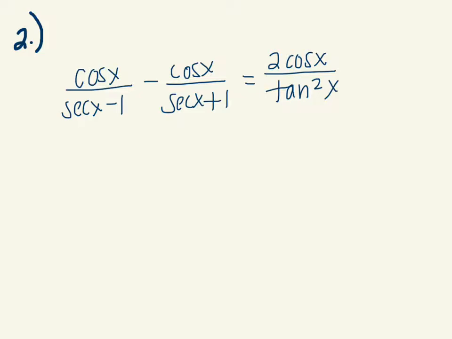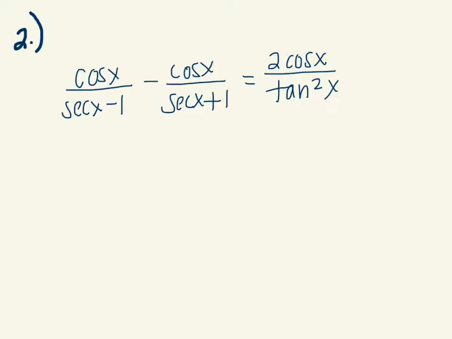This proof is number 2 on the trig identities review. For this proof, if you look at the left side of it, you should think that there are two fractions that need to be combined through subtraction, and the only way that you can combine two fractions through subtraction is if they have the same denominator. So your first logical step here would be to get a common denominator.